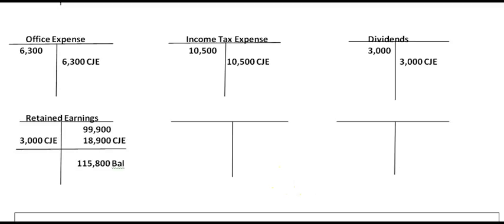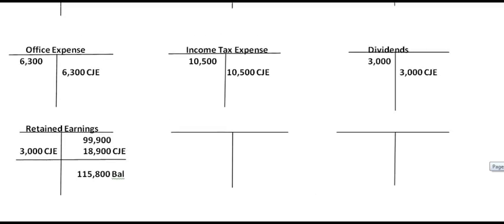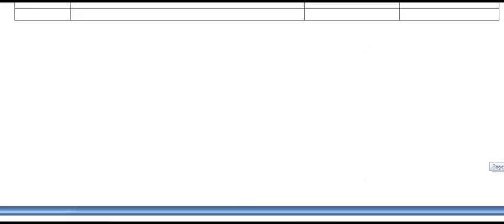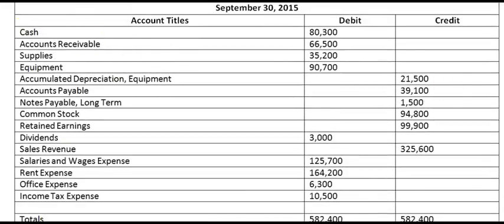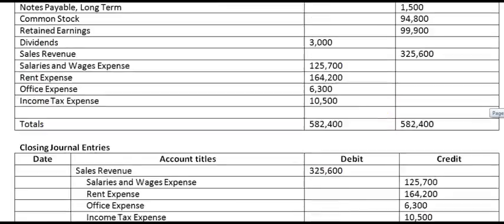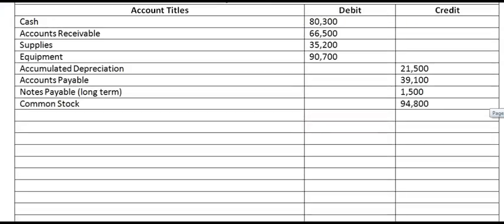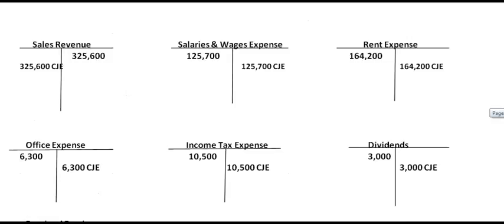The last step of this problem is to prepare a post-closing, after closing, trial balance to make certain that the amounts of the accounts with debit balances equal the amounts of the accounts with credit balances. Now, most of the account balances will not change. The assets, liabilities, and common stock account will not change. These balances will all remain the same. So again, I have pre-posted them for you here. They remain the same as the top. But as we enter our revenues and expenses, those accounts no longer have a balance. They have a zero balance.